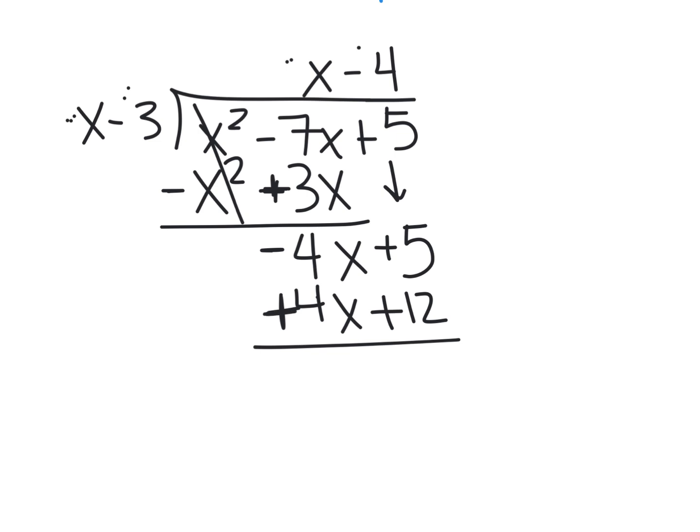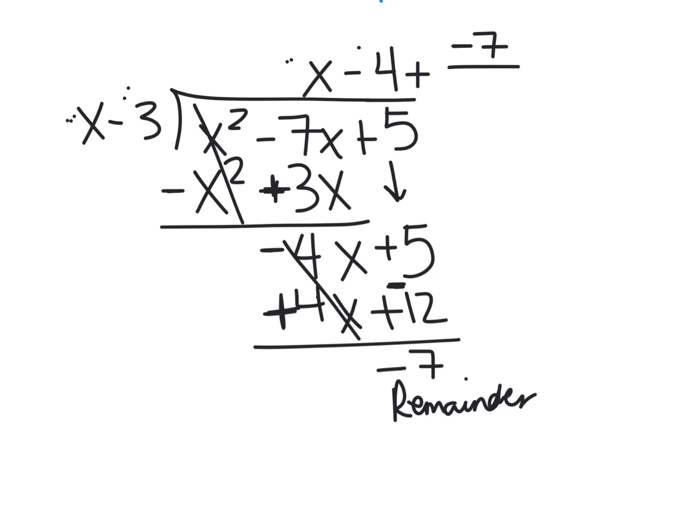So what does this positive 12 become? A negative. Be careful there. 5 minus 12. What do we get? Negative 7. And that's our remainder because we don't have anything to bring down. So remember, when we write it, we're going to come up here. We're going to say x minus 4 plus, and then we're going to put negative 7, that's our new numerator, over what was our denominator? X minus 3.